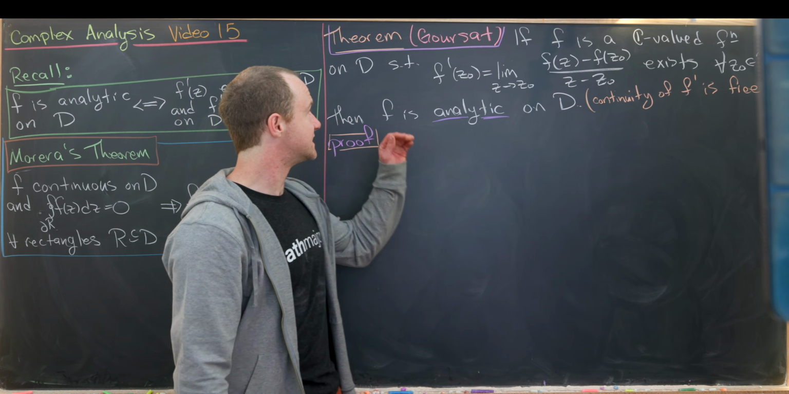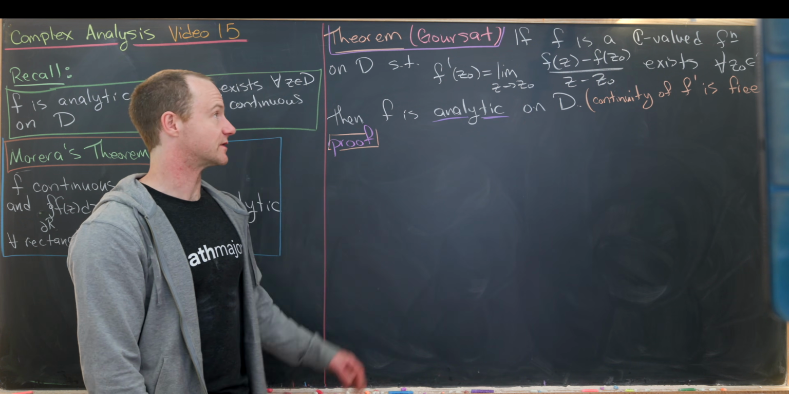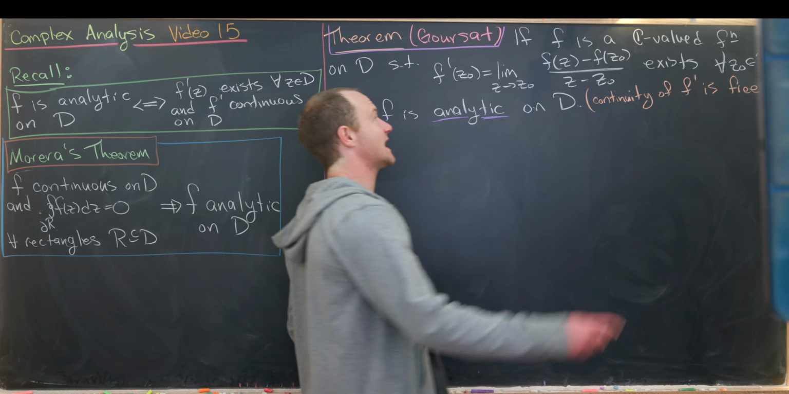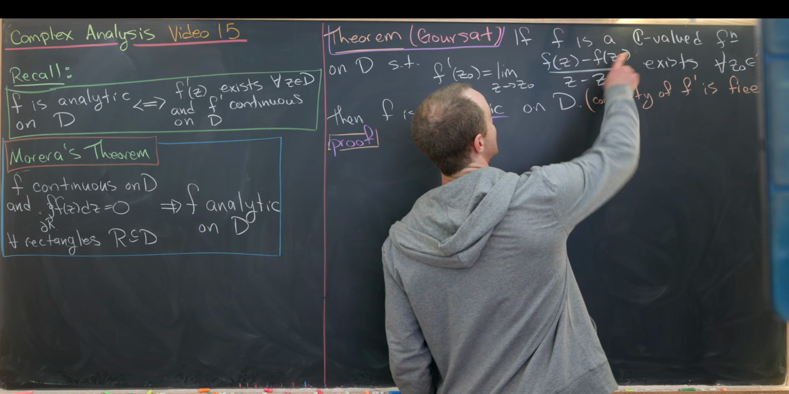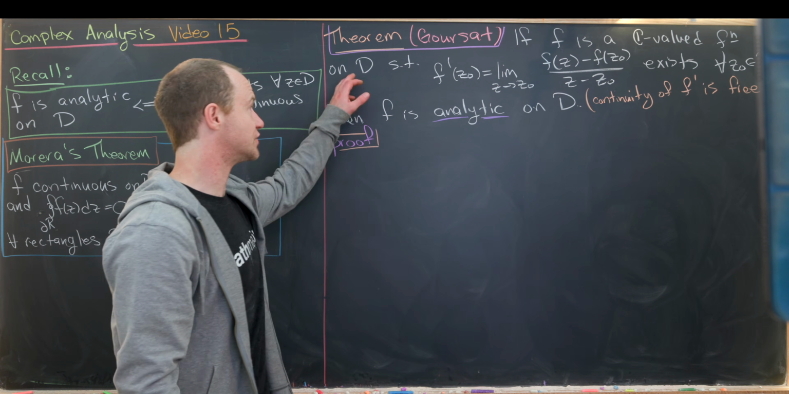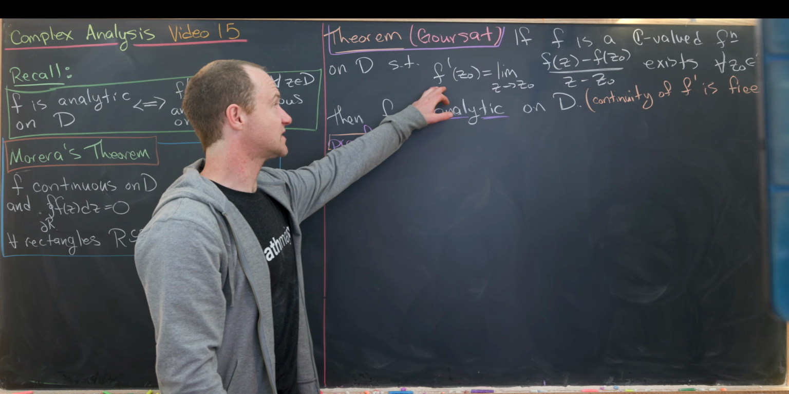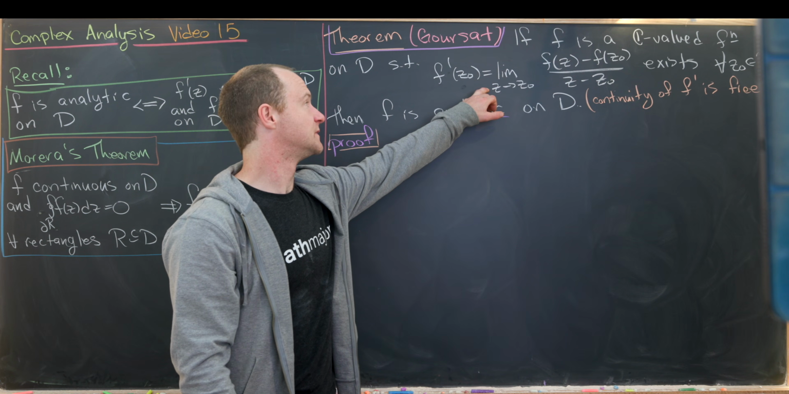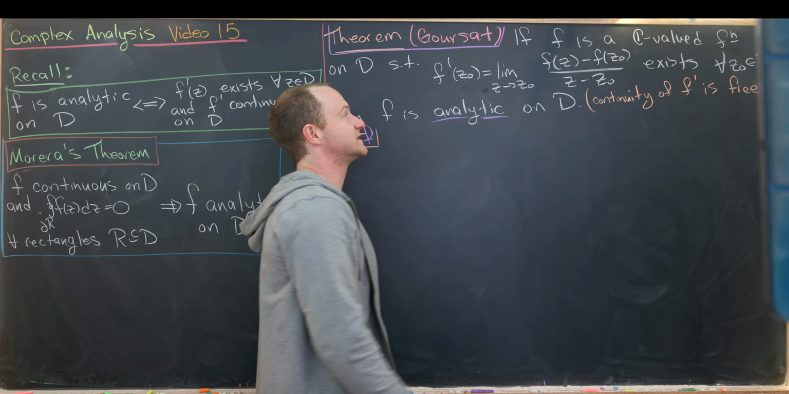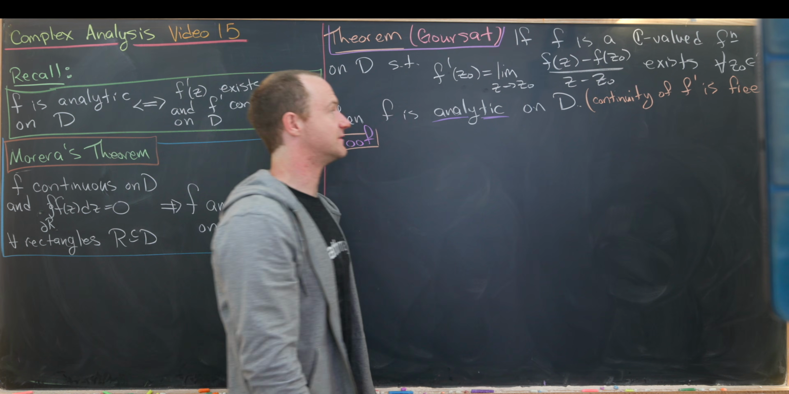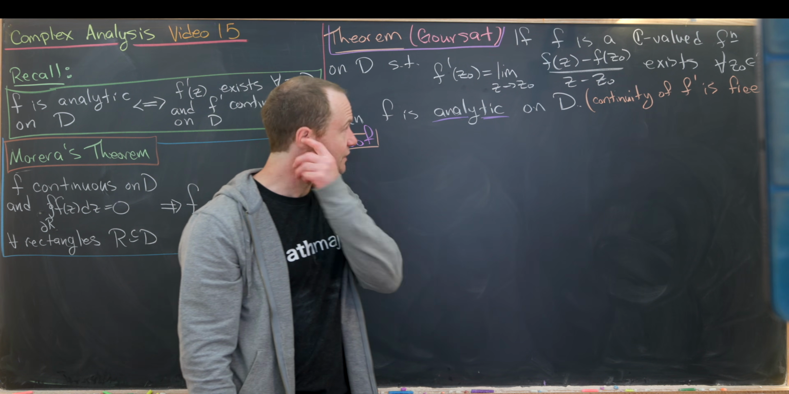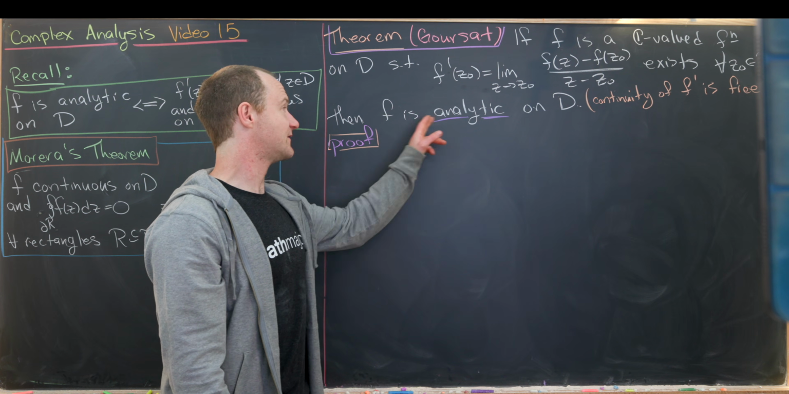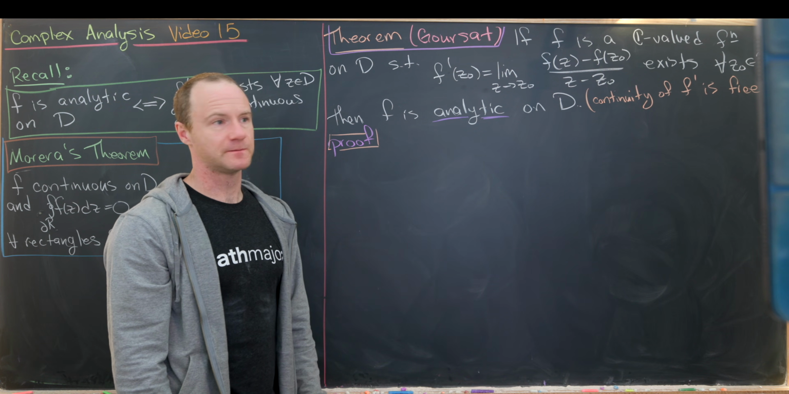So we're going to start today by proving something called Goursat's theorem, and it's another classification of analytic functions. What it says is if f is a complex valued function on a domain D such that f prime of z naught, which is defined as normal, the limit as z goes to z naught of f of z minus f of z naught over z minus z naught, exists for all z naught in D, then f is analytic on D.